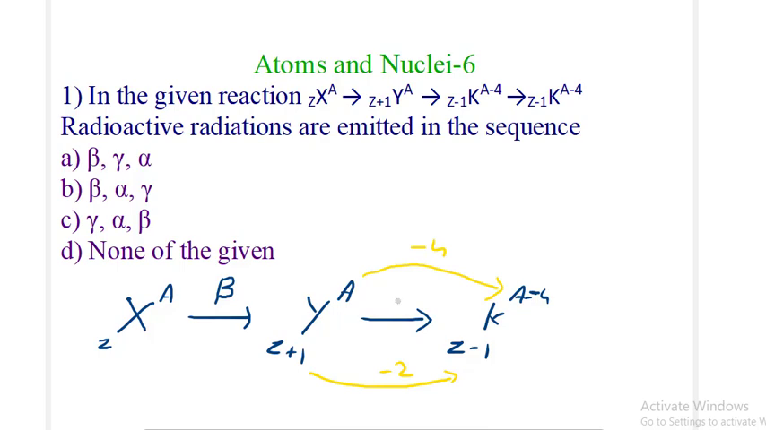This is the property of an alpha ray, alpha emission. So first beta, then alpha, and then finally from K, neither the mass number changes nor the atomic number changes. This is the property of a gamma ray. So the sequence is beta, alpha and gamma.